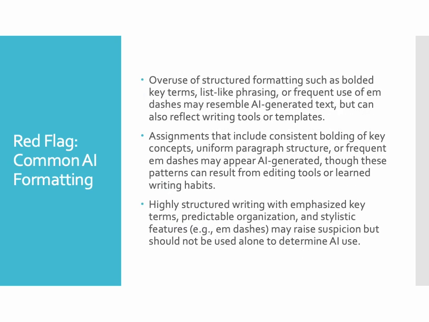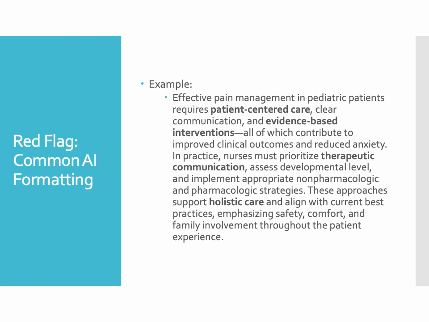The common formatting used by large AI language models should also trigger faculty suspicion. This includes bolding of key terms, frequent use of listing, as well as frequent use of em-dashes. This is an example of AI formatting. The bolding of key terms as well as the inclusion of an em-dash could be indicative of AI engine use.